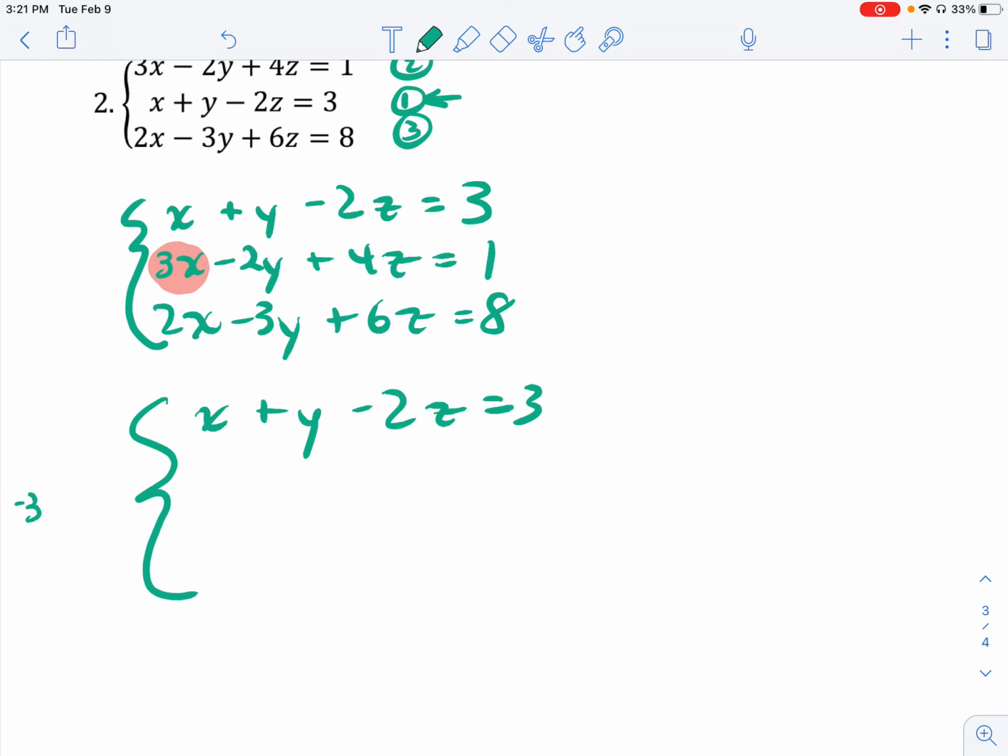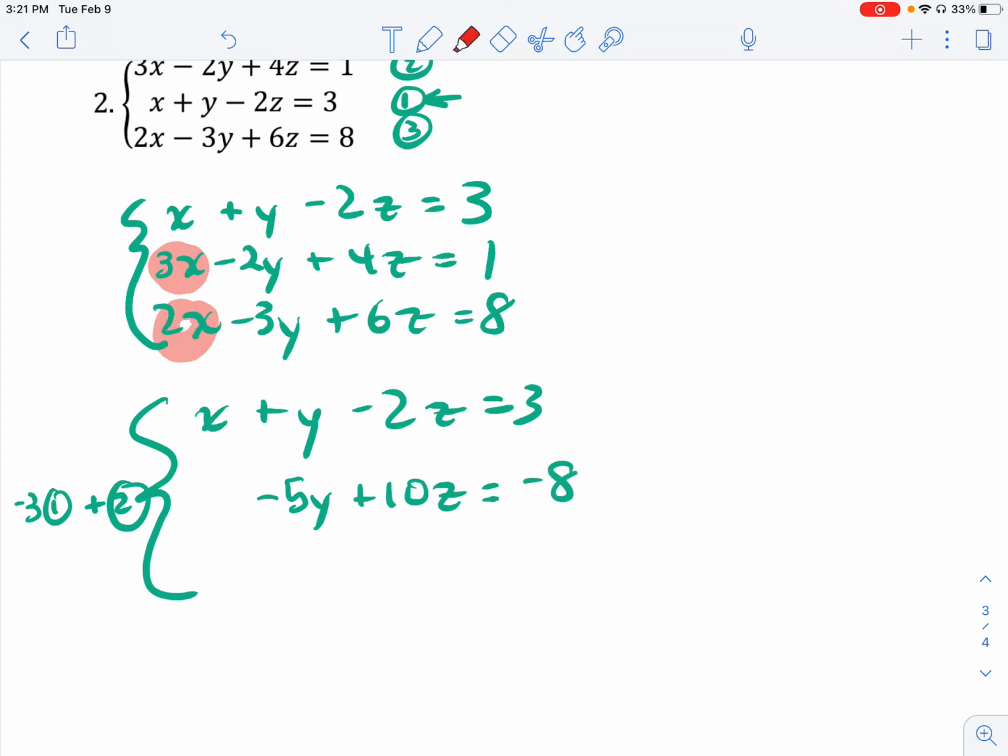I'm going to go -3 times row 1 plus row 2. So that's going to get rid of that first value. That's then going to give me -5y. And I'm going to do this in my head, and we'll see if this works. That's going to give me plus 10z is equal to -8.